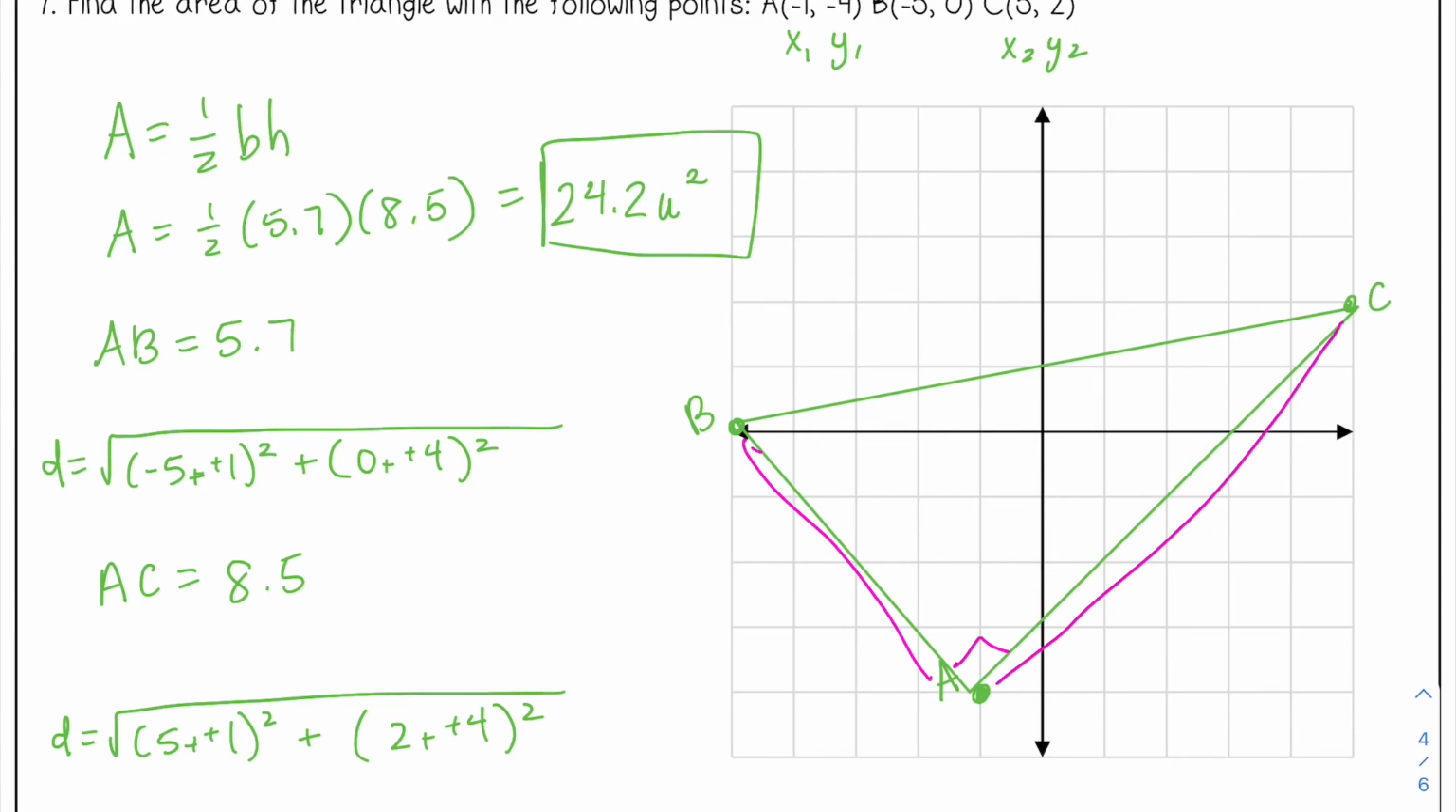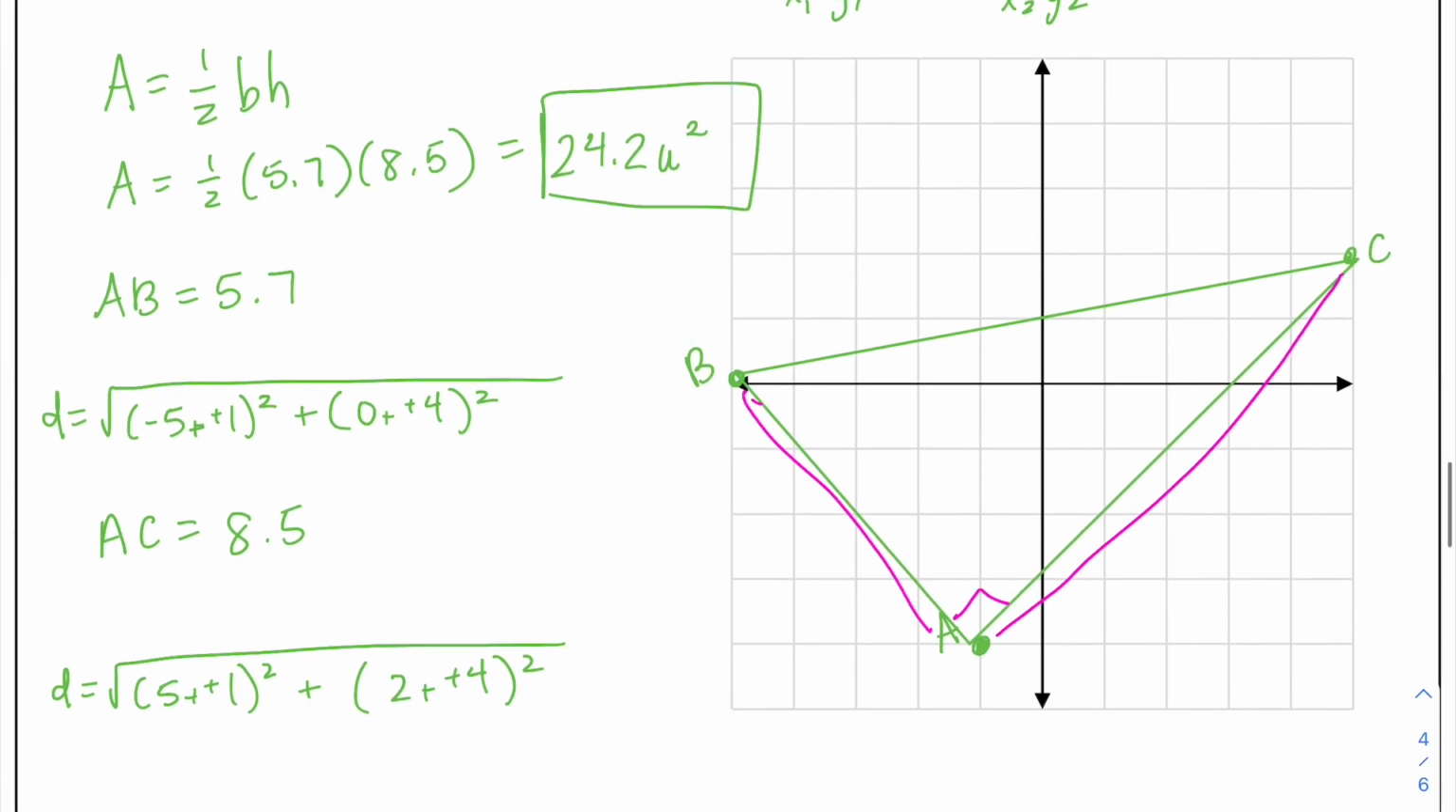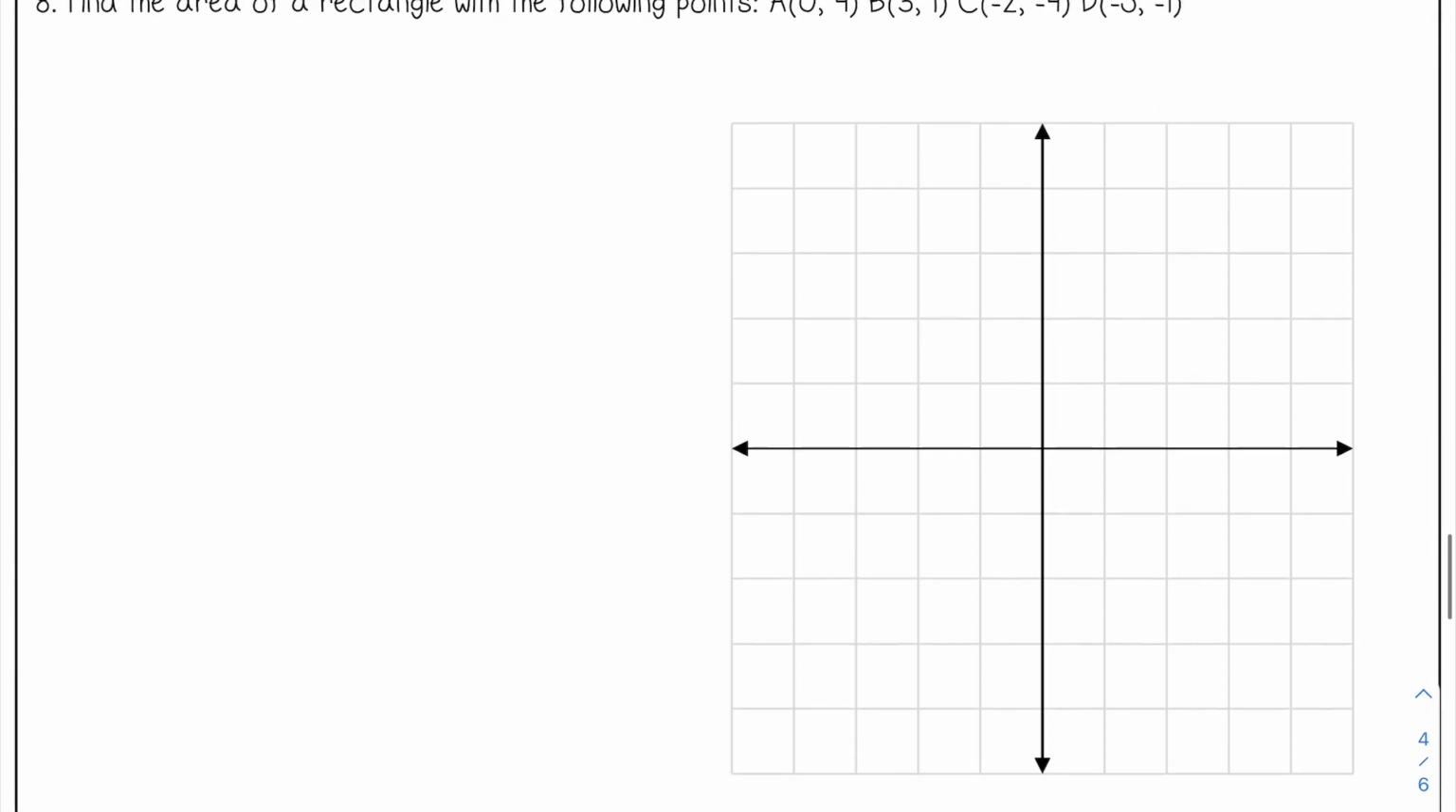All right, and then last example, go ahead on number 8 and pause the video and plot those 4 points on your graph. Okay, so here is A, B, C, and D. And I'm going to connect those to make a rectangle.